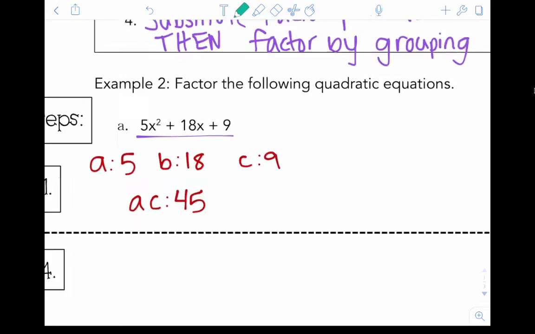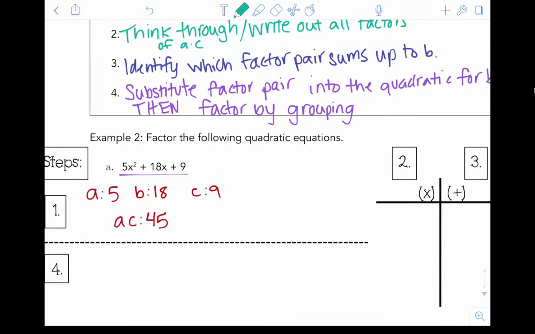My second step now, I'm going to come over to this t-table, and I'm going to figure out which two numbers multiply to 45, to my AC. So I'm going to just write out all those factors. I have 1 times 45, 3 times 15, 5 times 9. And then after that, it would just repeat 9 times 5, 15 times 3, and 45 times 1.